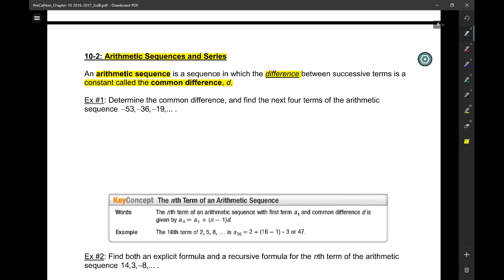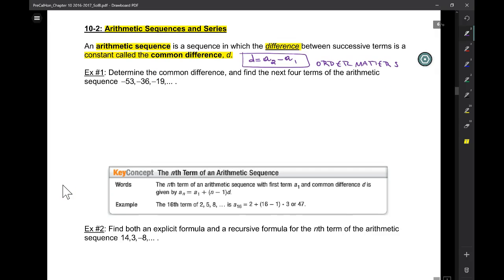So to find the common difference, we do A2 minus A1. And order matters here. So not A1 minus A2. Okay, A2 minus A1. All right. So here, if this is A1 and A2, D is going to be A2 minus A1. So D is negative 36 plus 53, and that's equal to 17. So that's the common difference D.